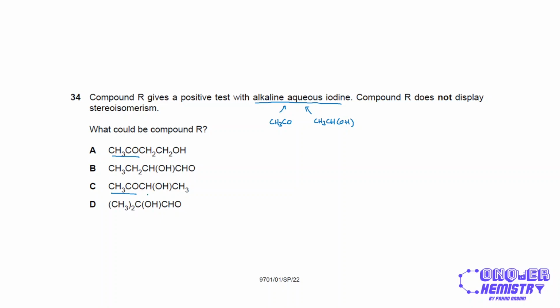And out of these 2 options, option C actually does have a chiral center. It does display optical isomerism because of this carbon atom here that is bonded to hydrogen, OH, CH3 and a CH3C=O. By the way, this CH3CHOH is also responsible for alkaline aqueous iodine giving a yellow precipitate. So it's going to be option A because it has the required group and it has no chiral centers.